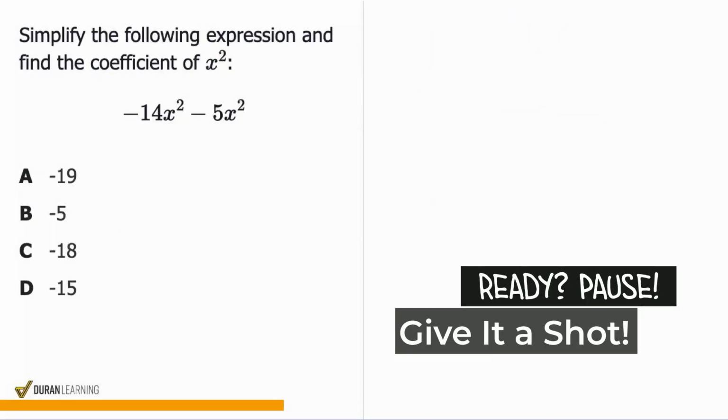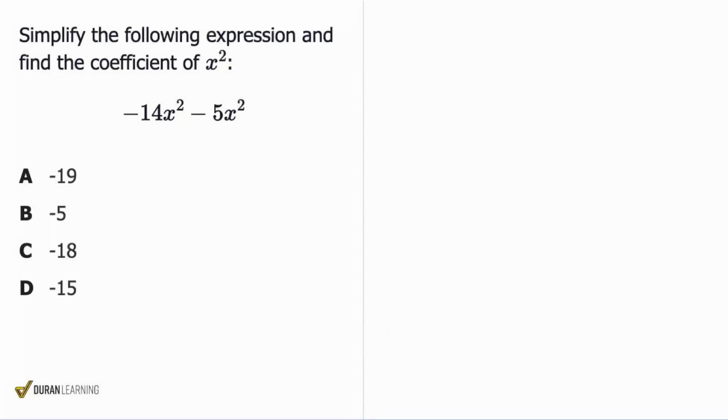So here we are with the next question. We have: simplify the following expression and find the coefficient of x squared. Okay, sounds good. So what this means here, everybody, is simplify. So open or break down any parentheses, combine any like terms. And then at the end of the day, we're focusing specifically, pay attention, on the x squared. So luckily for us, we're only dealing with x squared. So all we really need to do here is just combine these terms.